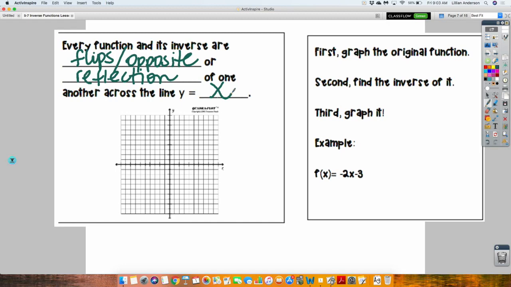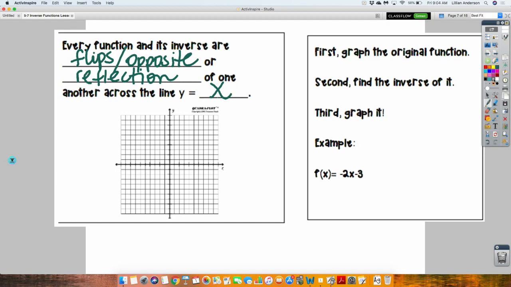A few steps here for this. Graph your original function. Find the inverse of it. Graph it. Okay? As simple as that. So let's look at this. The original function, f of x equals -2x minus 3.